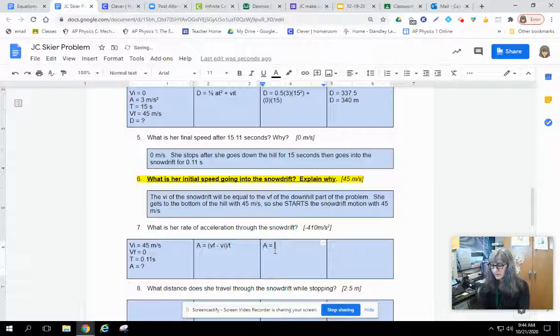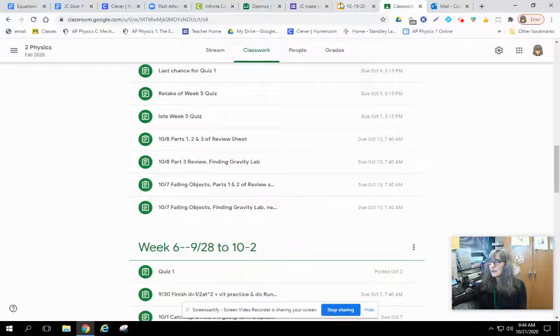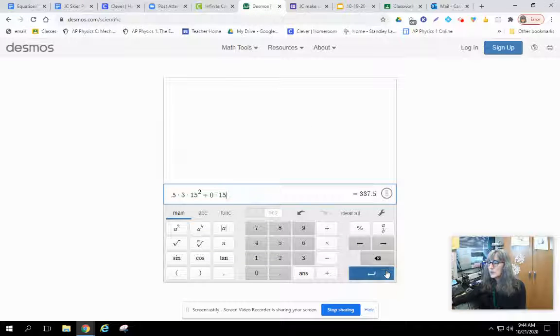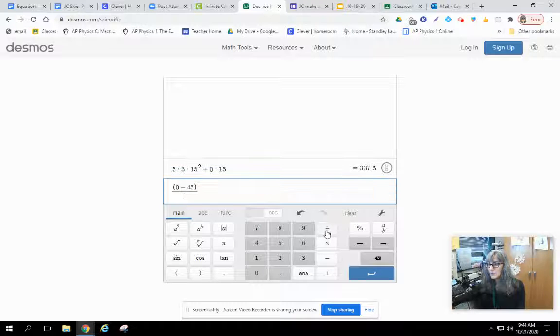Now notice here that it's not biggest number minus smallest number. It's V final minus V initial. Our V final is 0. Our V initial is 45. And then our time is 0.11. So when we plug this into our calculator, I'm going to put parentheses on that: 0 minus 45, so final speed minus initial speed, and then the whole thing divided by 0.11 seconds.